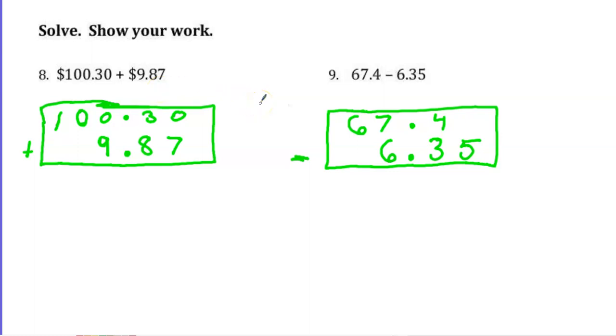For number 9, it's subtraction. Notice I've lined up the decimals for you. Now just subtract 67 4/10 and 6 35 hundredths. Don't forget to fill in the holes. Let's move on to number 10.